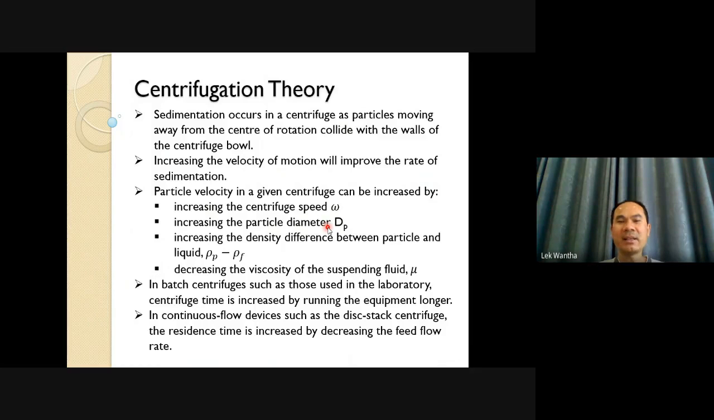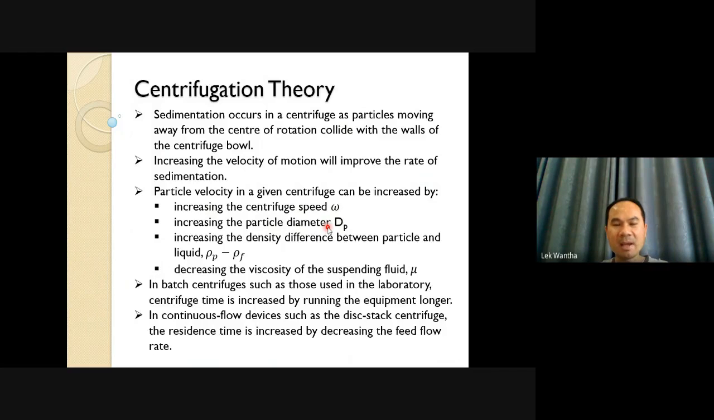Another technique is to increase the difference in density between particle and fluid. If the difference between the density of the particle and the fluid is larger, we improve the velocity and improve the rate of sedimentation.